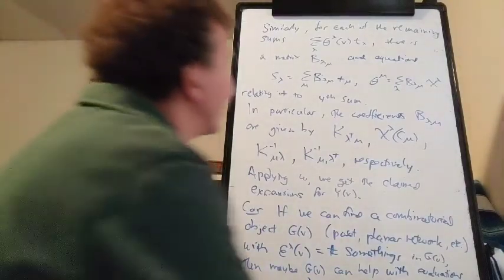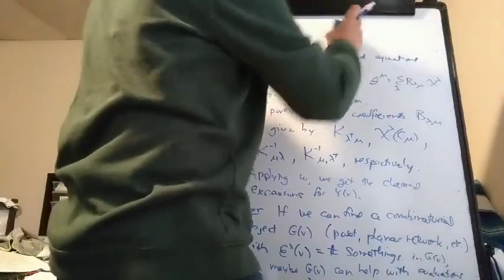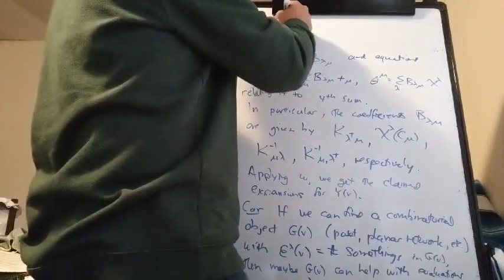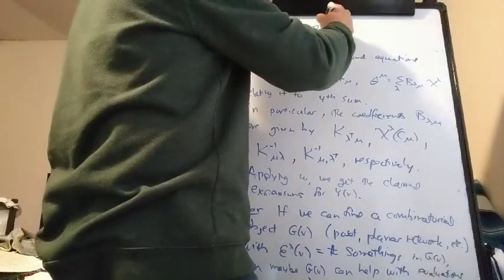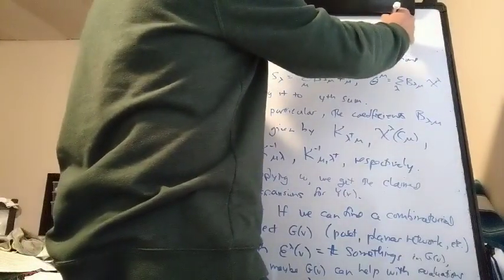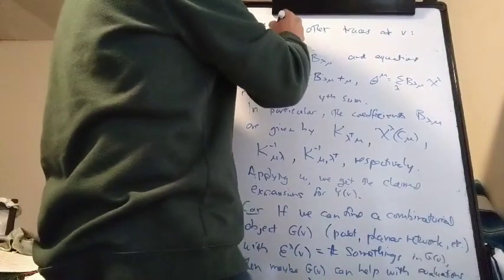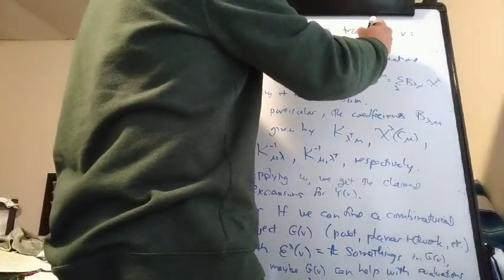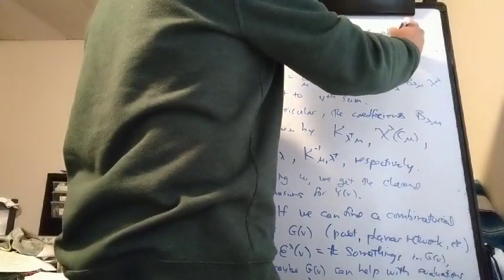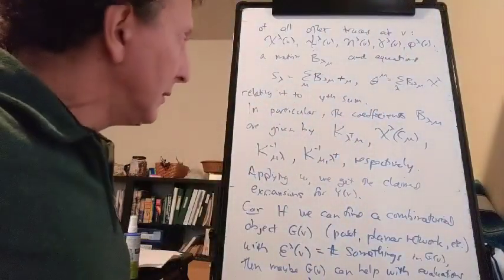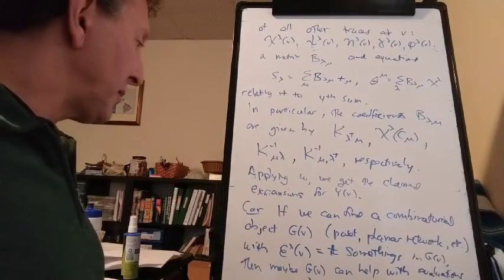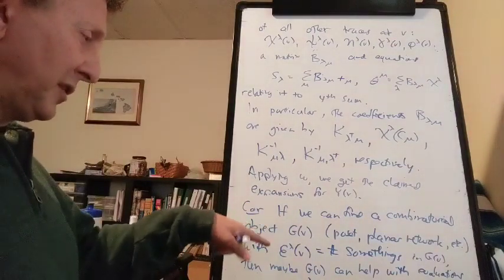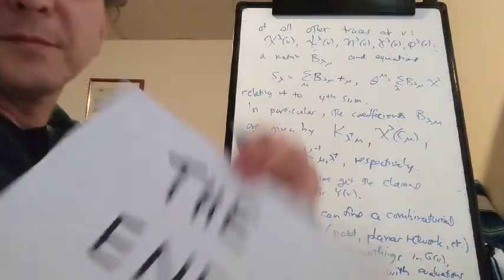So with the evaluations of all the other traces at v. So maybe chi lambda of v, psi lambda of v, eta lambda of v, gamma lambda of v, and phi lambda of v. So we're going to find such a combinatorial object sometime in the future, and we're going to use that to do some of these evaluations. The end.